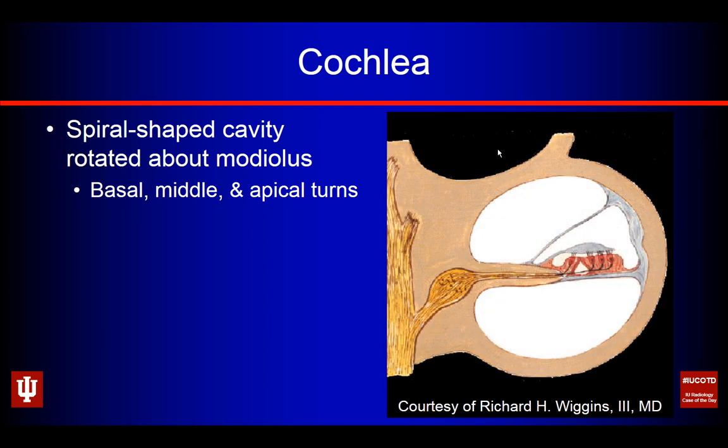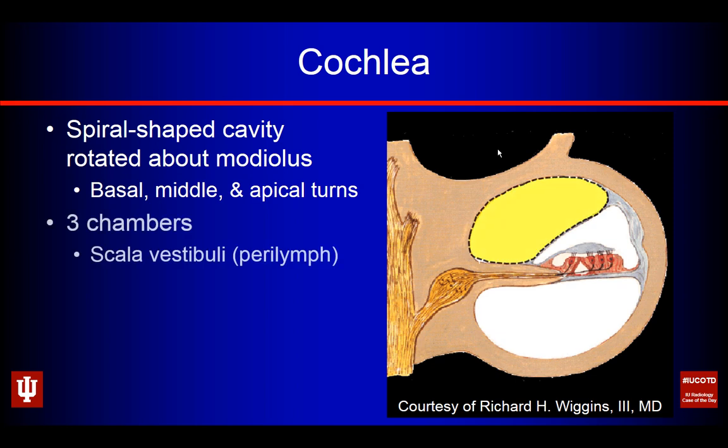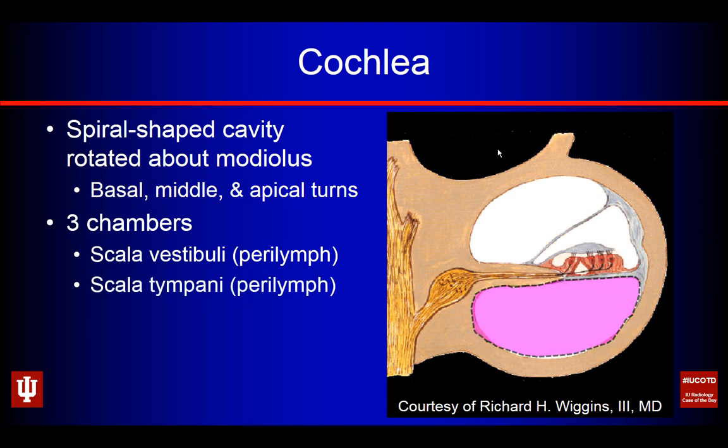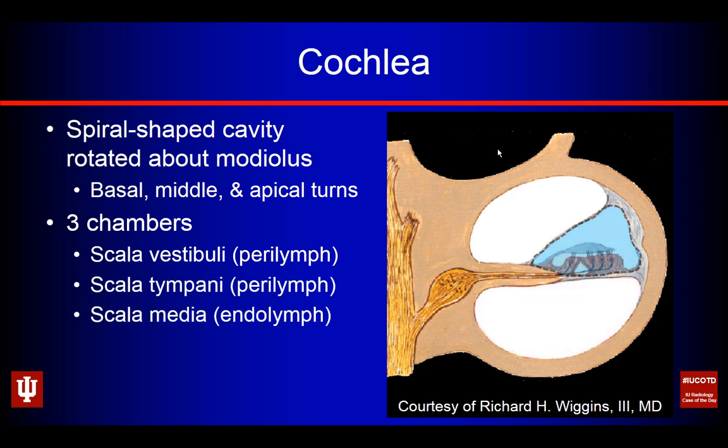So the cochlea has three distinct chambers. You can see those nicely within this graphic that was lent to me by Rick Wiggins. Up at the top we have our scala vestibuli that contains perilymph. At the bottom we have our scala tympani, which contains perilymph. And then in the middle we have our scala media, which contains endolymph. As I showed you before, the perilymph sits on the outside, the endolymph on the inside. Our scala media is our only chamber within the cochlea that contains endolymph.